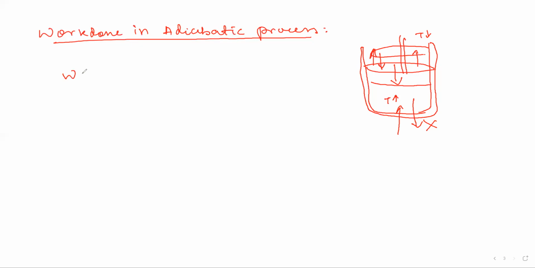Now let us calculate the work done in this process. So work done is the integration of PdV. Integration of PdV means we are summing up all the small work done, and together we are getting the total work done. So let's say the expansion is from V1 to V2.